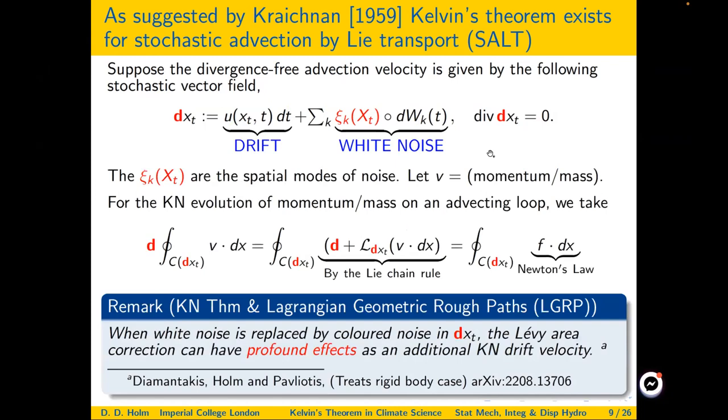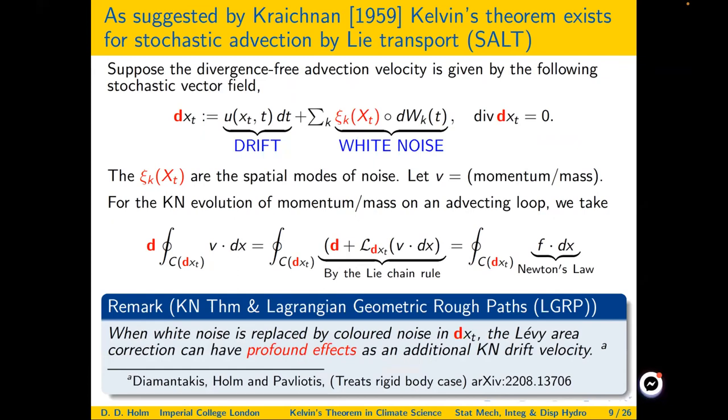Okay, so now we just simply apply Crichton's idea in Kelvin's theorem, and we take a stochastic differential in time. We apply the chain rule, which gives the Lie derivative now with respect to the stochastic vector field, dx, and this is our equation. Okay, so if the noise is white, then all this goes through just in the standard way for stochasticity with Brownian motion.